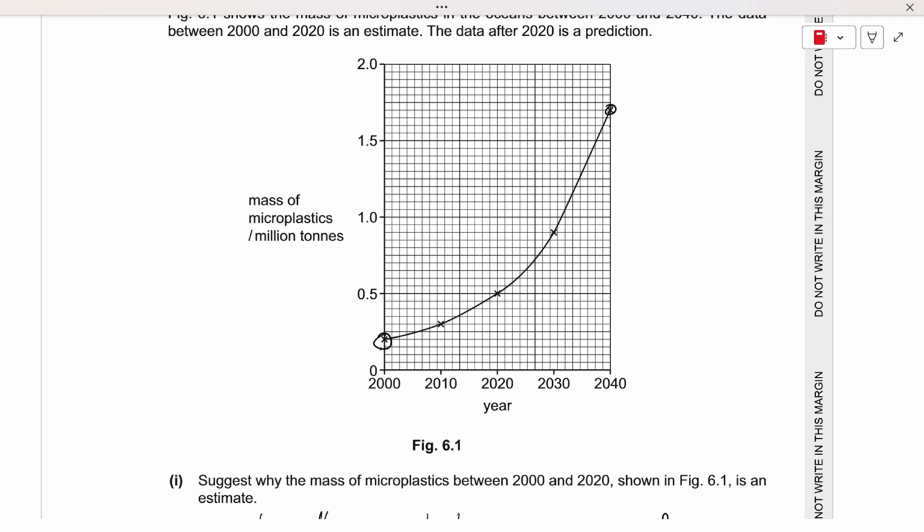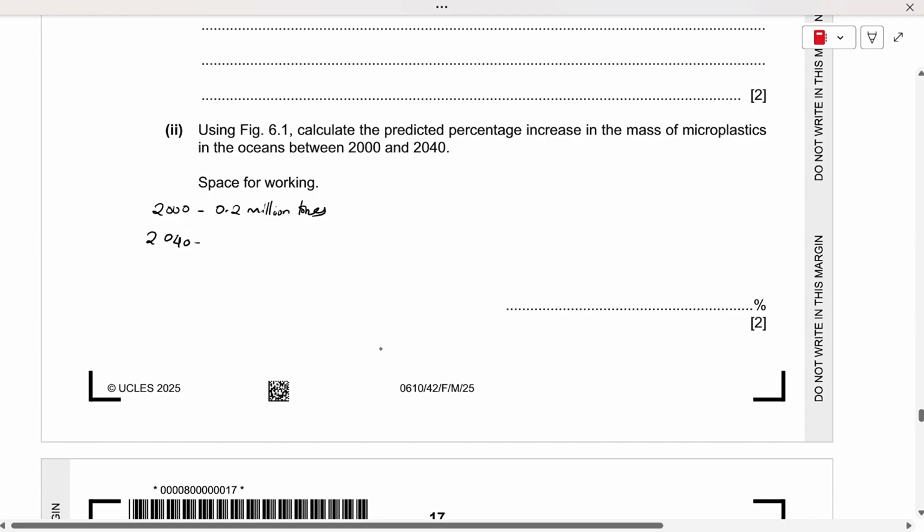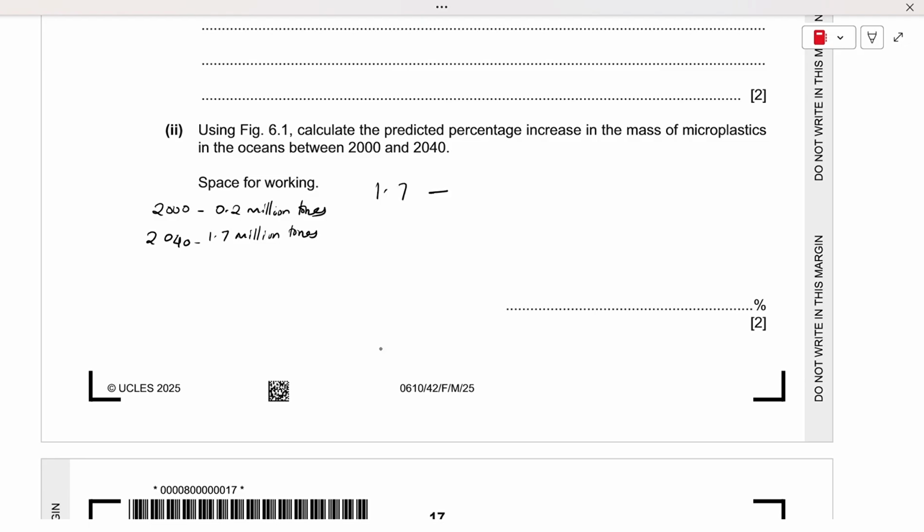So for the year 2040, the reading is 1.7 million tons. To get the percentage increase, we take the reading from 2040 and subtract the reading from the year 2000. So I'll take 1.7 minus 0.2 million tons, divide it by 0.2 million tons. This whole thing we multiply by 100, but we know that it is million tons.